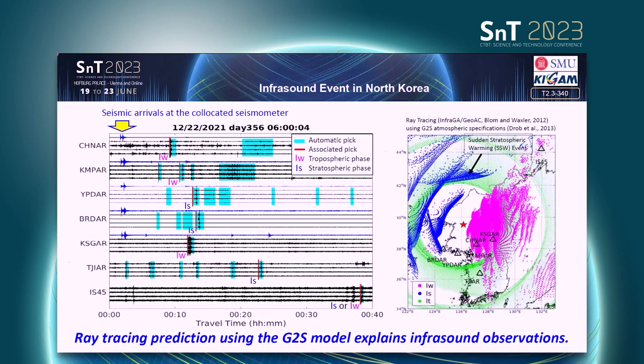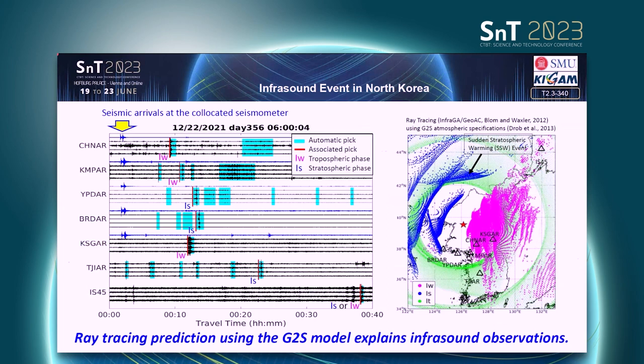And our collaborator, Il-young, also documented this event as dominant from the mining explosion in North Korea, based on several of his publications. Following the seismic arrival, we have multiple infrasound signals. The sky blue is the automatic detection, and the red bar is the associated signal for location.